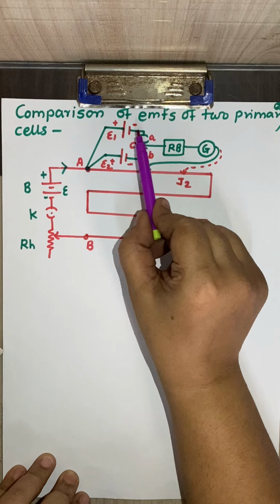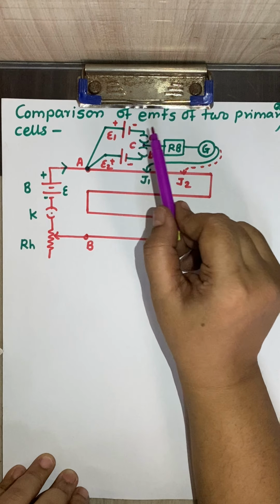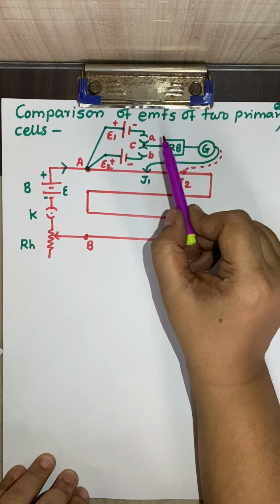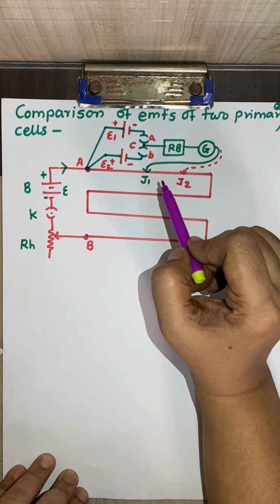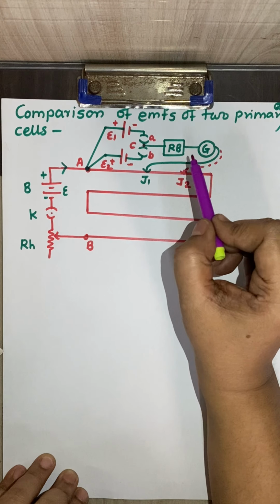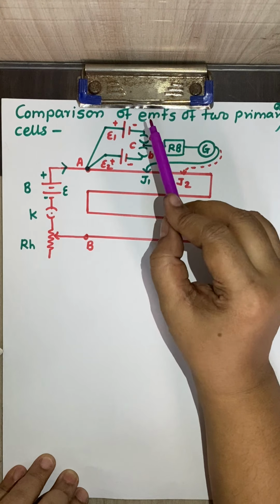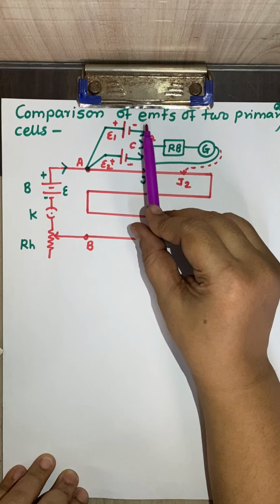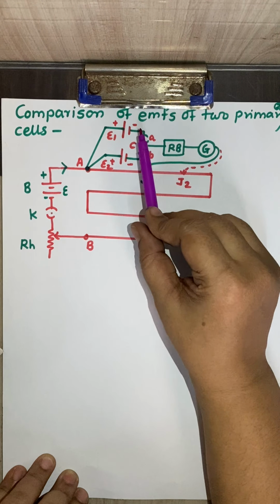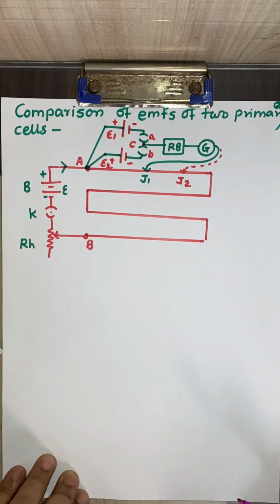Now why compare the EMF? Because the Leclanche cell and the Daniell cell have different EMFs. The Leclanche cell generally has the higher EMF and the Daniell cell generally has the lesser EMF. So if we want to compare the ratio of the EMFs, we have to use this particular circuit having the potentiometer.